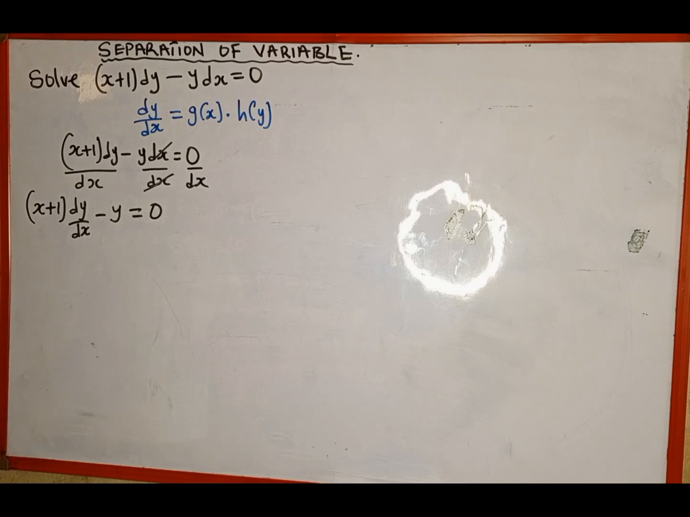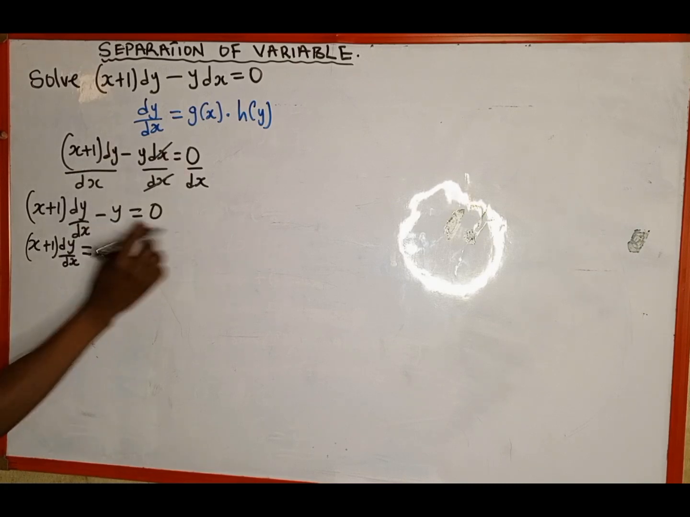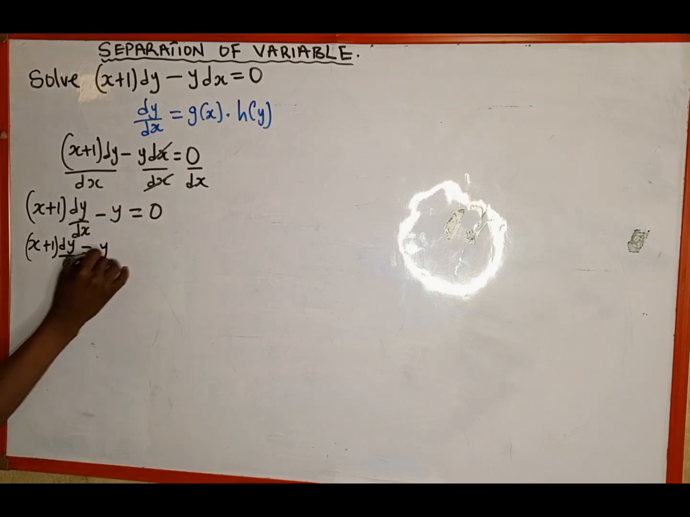Now the next thing we are going to do: remember, in this form dy/dx is the subject of the formula, so we are going to make dy/dx the subject of the formula. First, let us move this minus y to the right hand side of the equation. So I'm going to have (x + 1) multiplied by dy/dx, which is equal to, taking this to the other side of the equation, plus y.